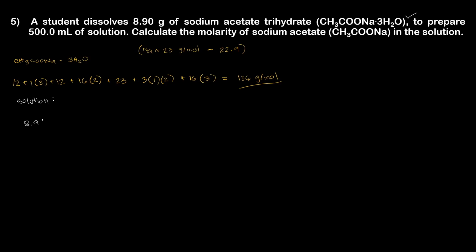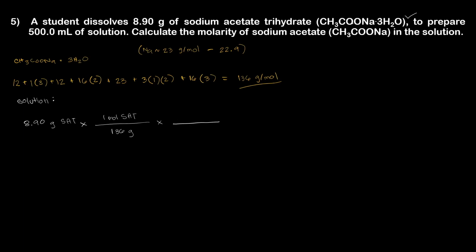We have 8.90 grams of sodium acetate trihydrate. I'm just going to call it SAT, sodium acetate trihydrate, and we know that its molar mass is 136 grams per mole. So 1 mole of SAT weighs 136 grams. Now we want to determine the molarity of sodium acetate, not sodium acetate trihydrate, using its stoichiometric values, or basically its proportion to one another.